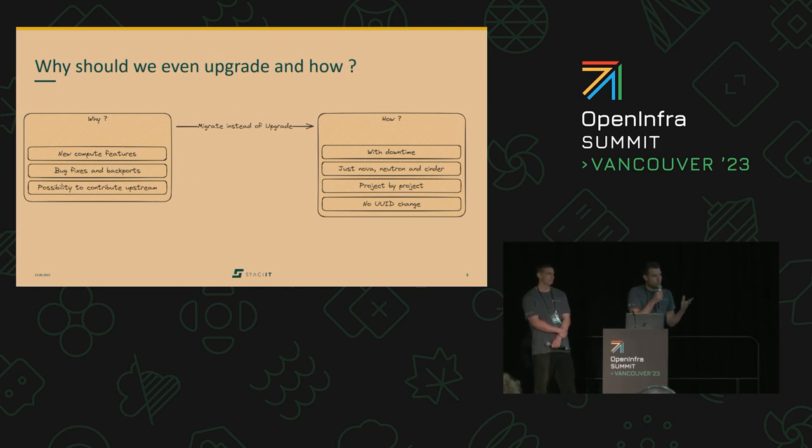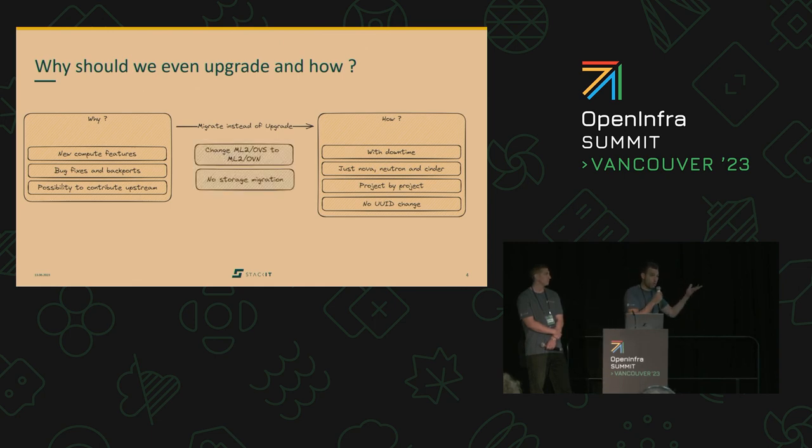And we also thought about a downtime, but we will also talk about a downtime later. And while we're on it, we also have the possibility to change some stuff. We can change the ML2OVS to ML2OVN backend, which we also planned, so we combine those two changes. And one key benefit is we don't need to do a storage migration. We basically have the same storage backend there. There's no change in the storage backend.